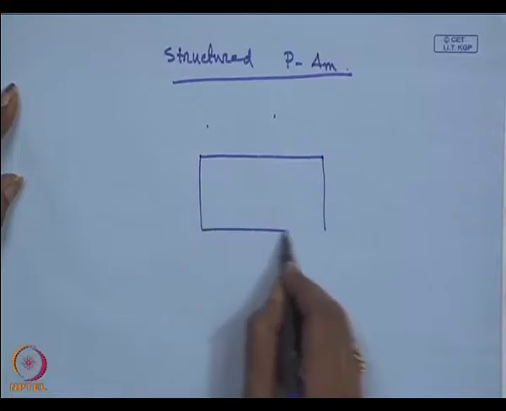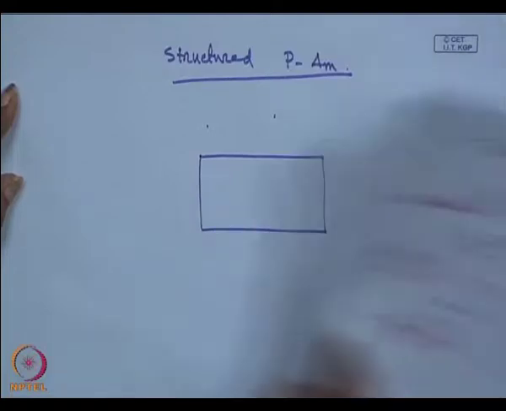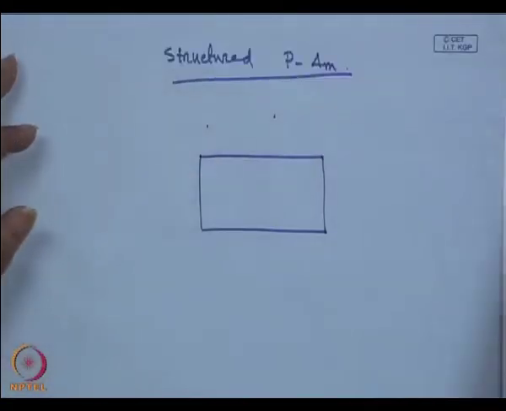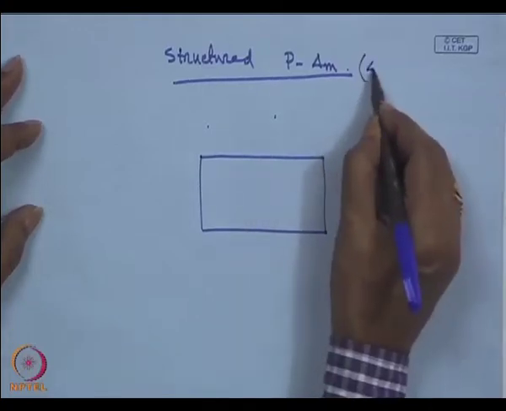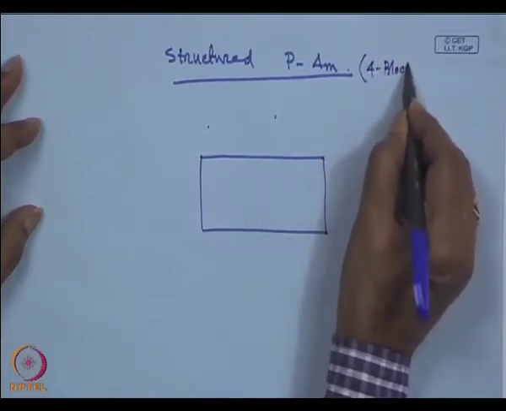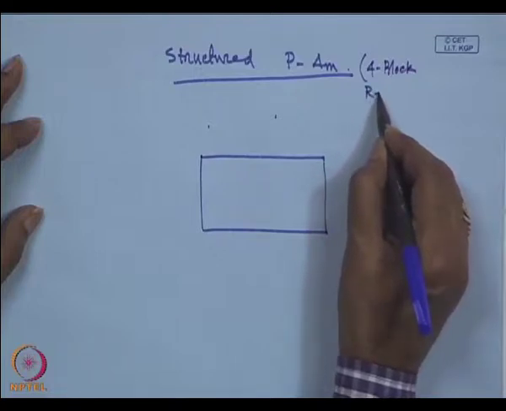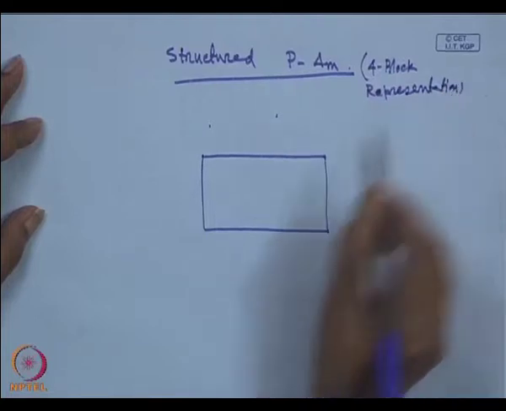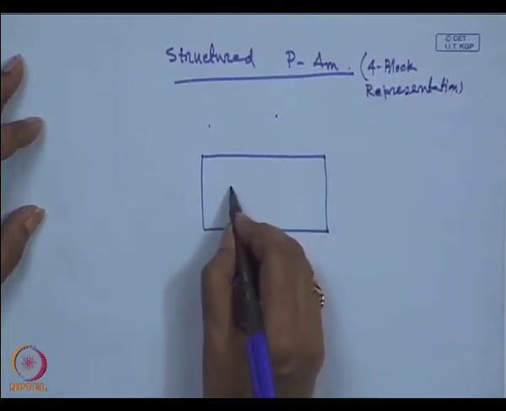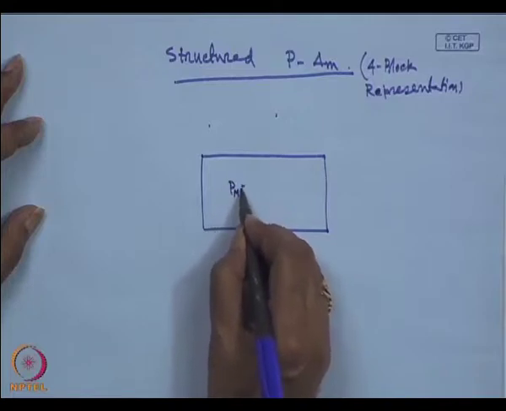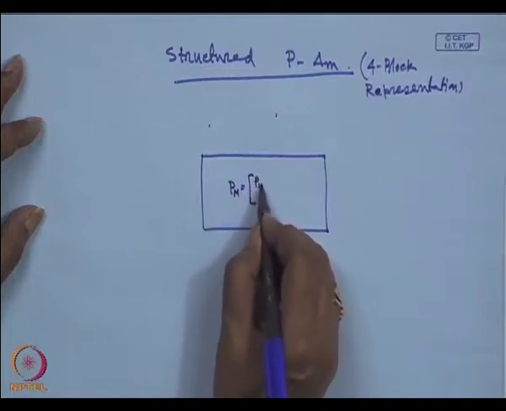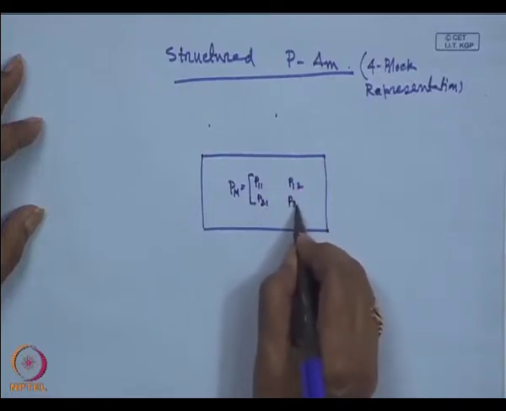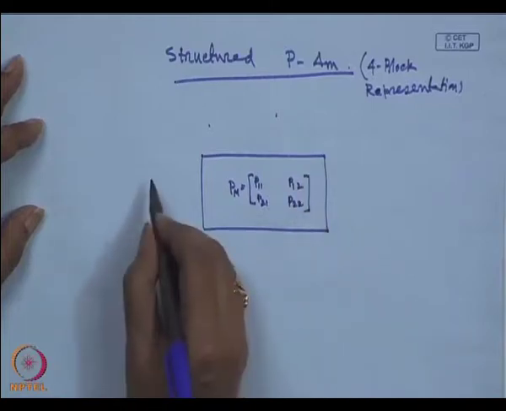I am representing the state space model of that system again into a 4 block representation. So, we have a model P with blocks P11, P12, P21, P22, and we have inputs.